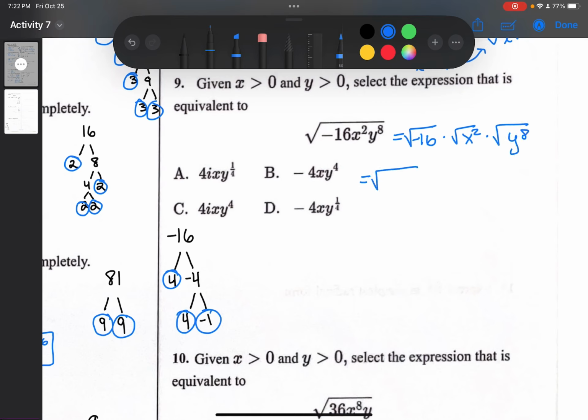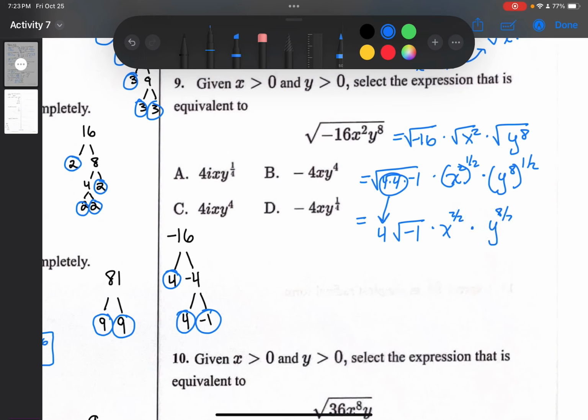Now, that 16 can be a 4 times a negative 1. And I'm already going to split these two this way, so it's kind of simpler to do. With that same method, we found a pair, we pull that pair out. We're left with the negative 1 under the square root. Then we are given x of 2 over 2 times y of 8 over 2. These can be simplified.